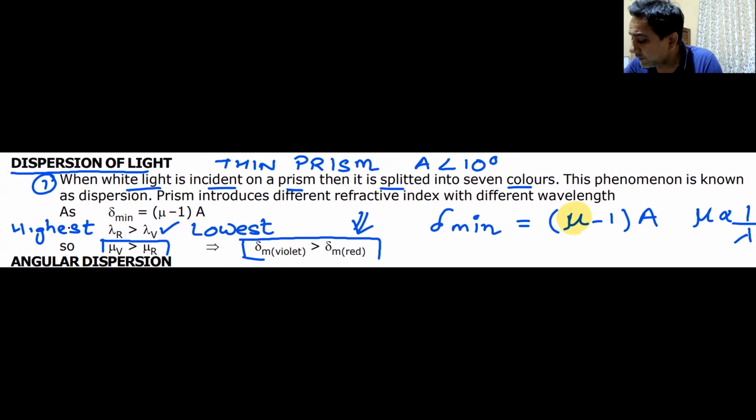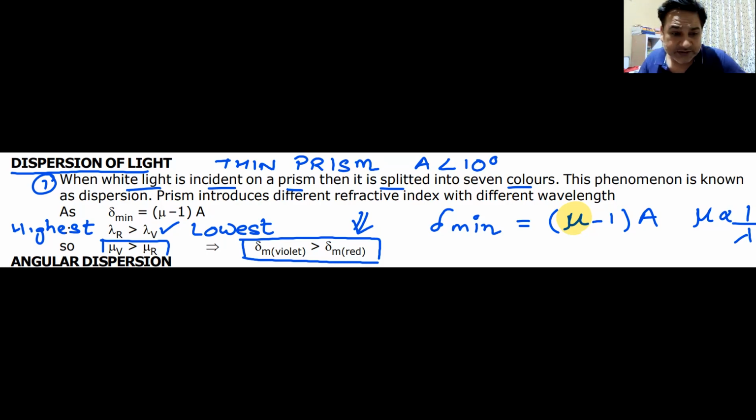So violet color will get deviated the most and red color will get deviated the least. Do we understand this? Yes, sir. Now here is a diagram that is going to tell you the exact thing in a diagrammatic form. You may not have to draw the diagram, but if you can draw the diagram, that is good.